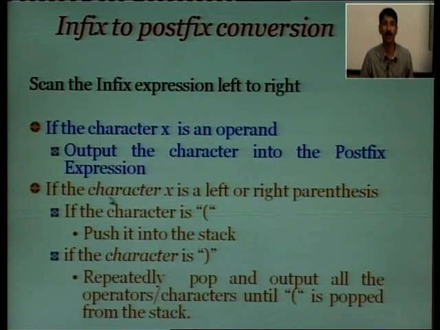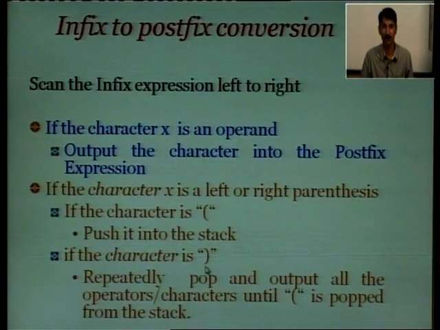And if the character, that is x, the incoming symbol, is a left or right parenthesis, then what do you need to do? If it is a left parenthesis, push it onto the stack. There is a stack and you push this symbol on the stack, and if it is a closing bracket, then repeatedly pop and output all the operators, that is any characters, until the starting bracket is popped from the stack.